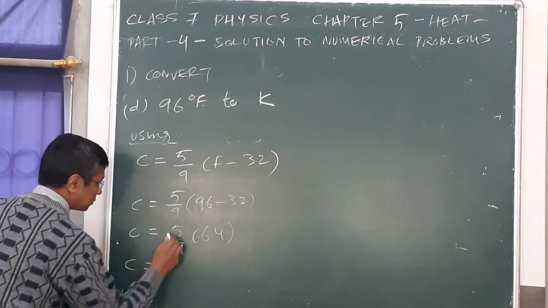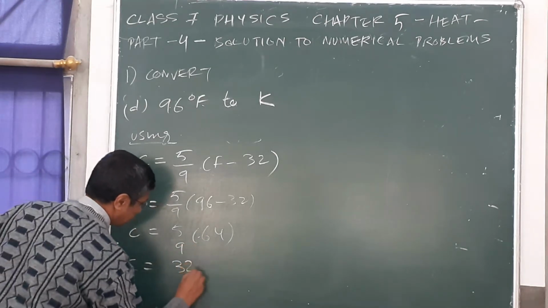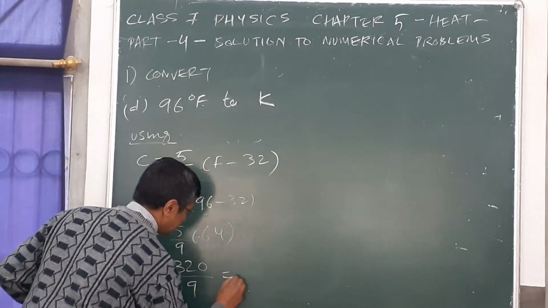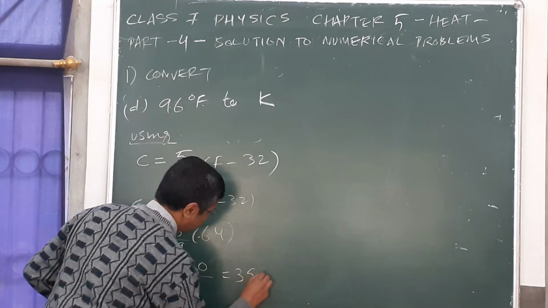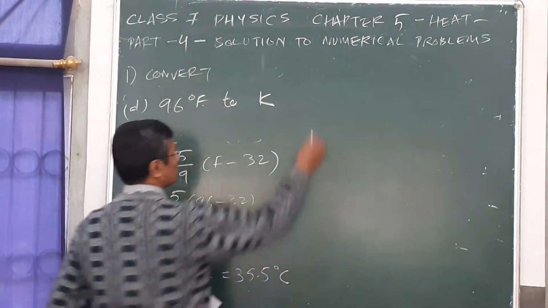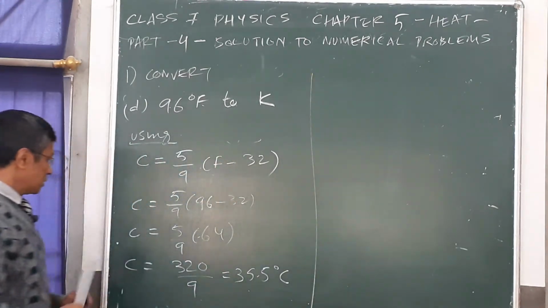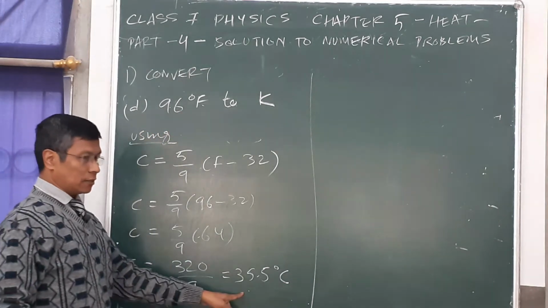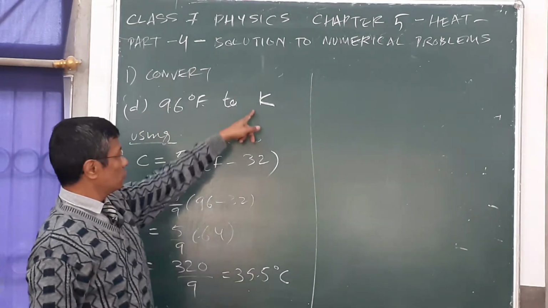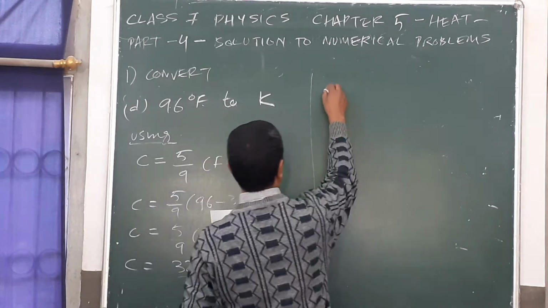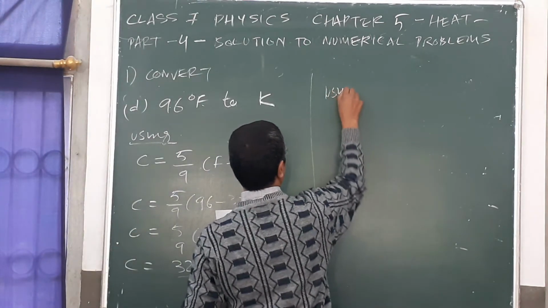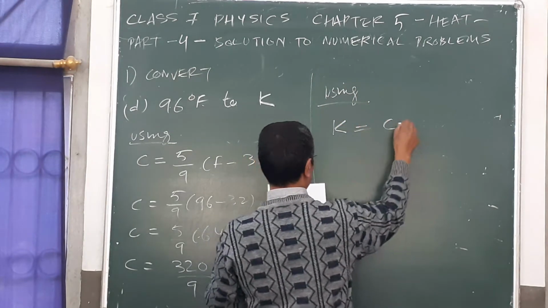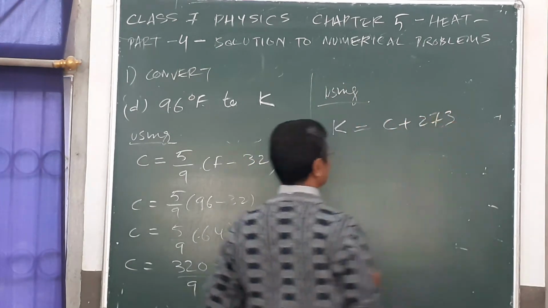So, let us multiply this. 5 into 64 will give us 320 upon 9, and when you do long division, we will get this value as 35.5 degrees centigrade. So, we have finished the first part of the question in which we converted Fahrenheit scale into centigrade scale. Now, we can use this value to convert into the Kelvin scale, and to do that, we will use the formula K equals C plus 273.